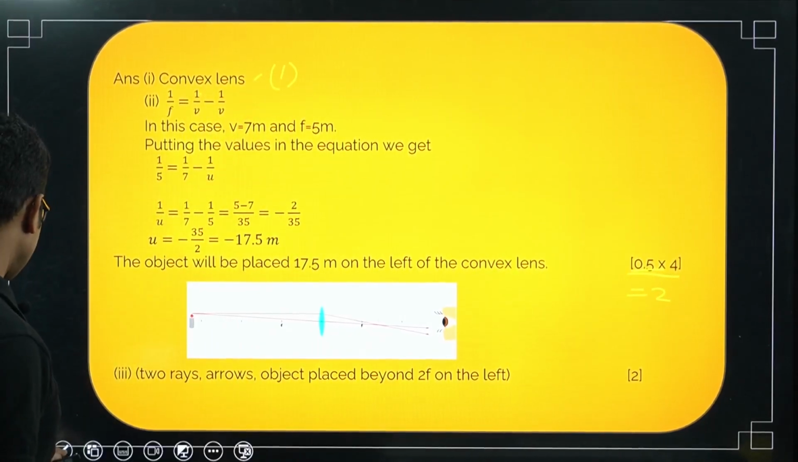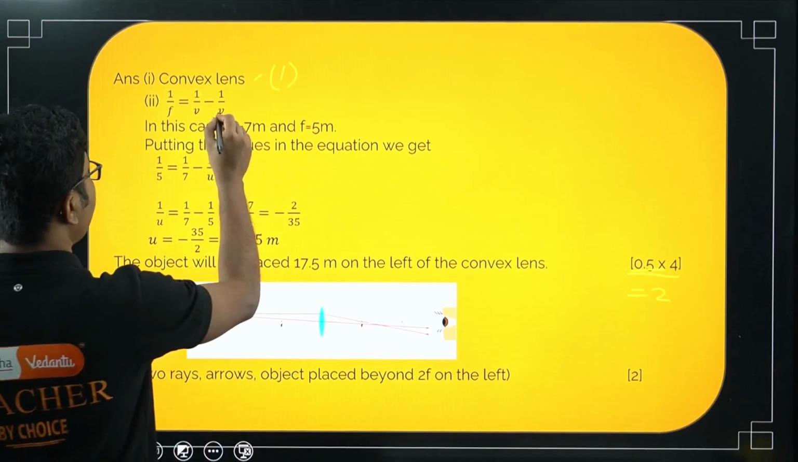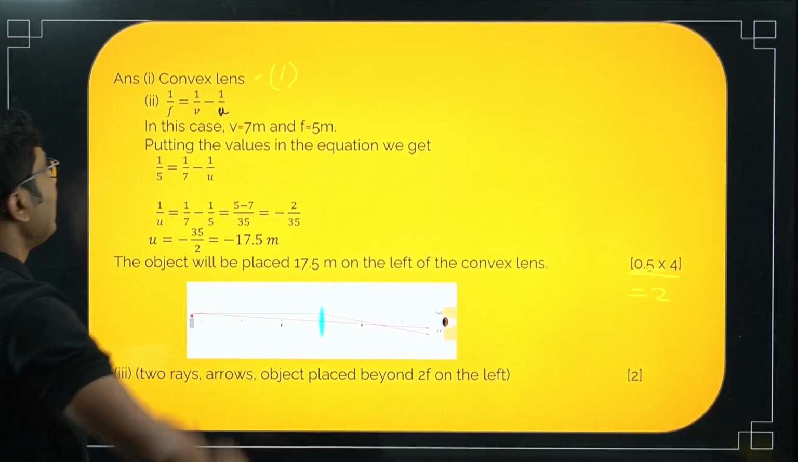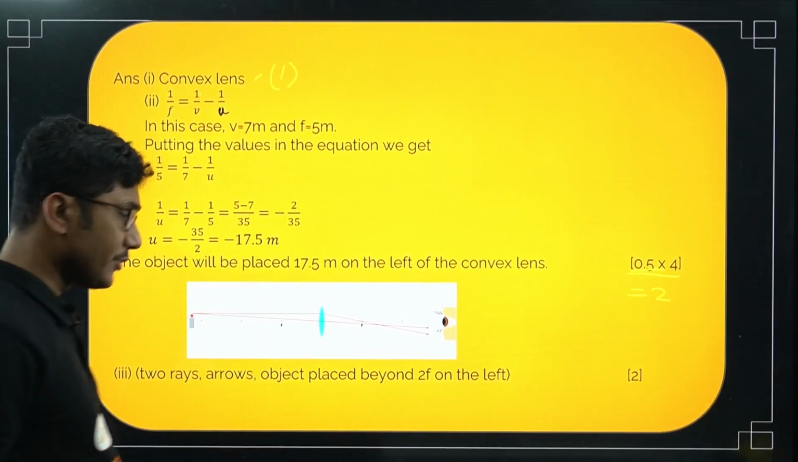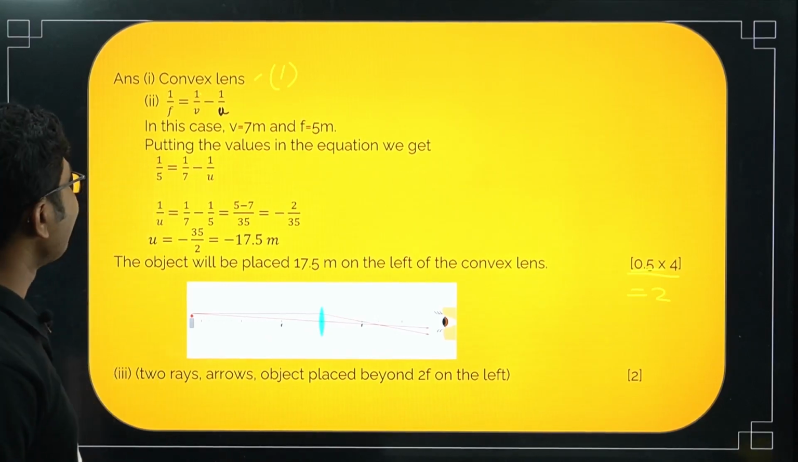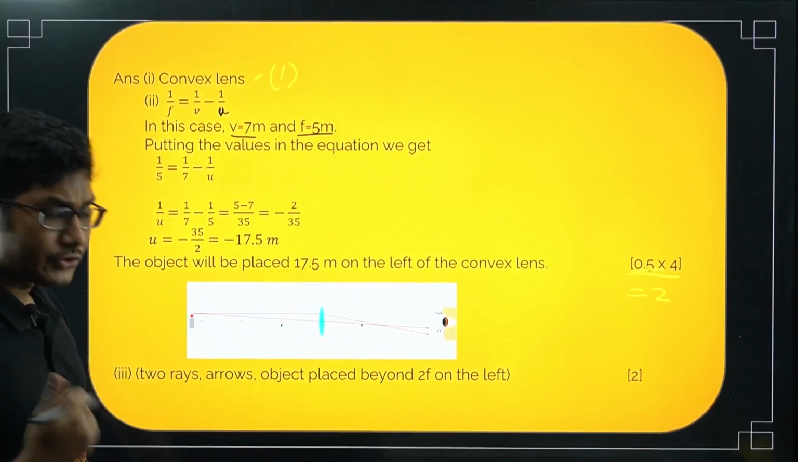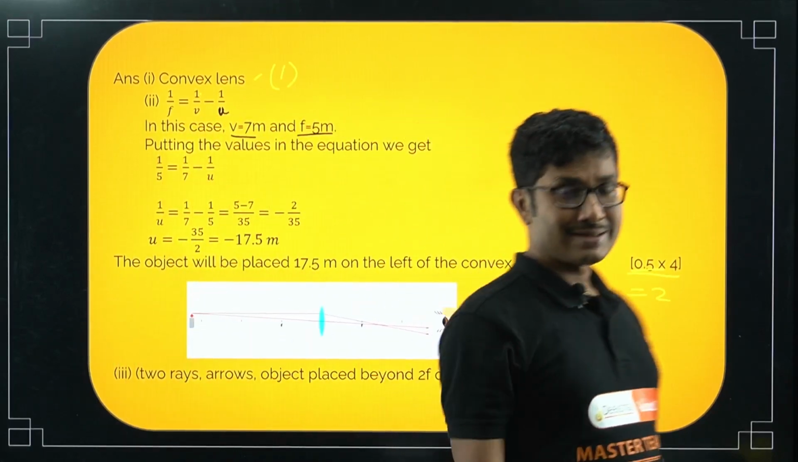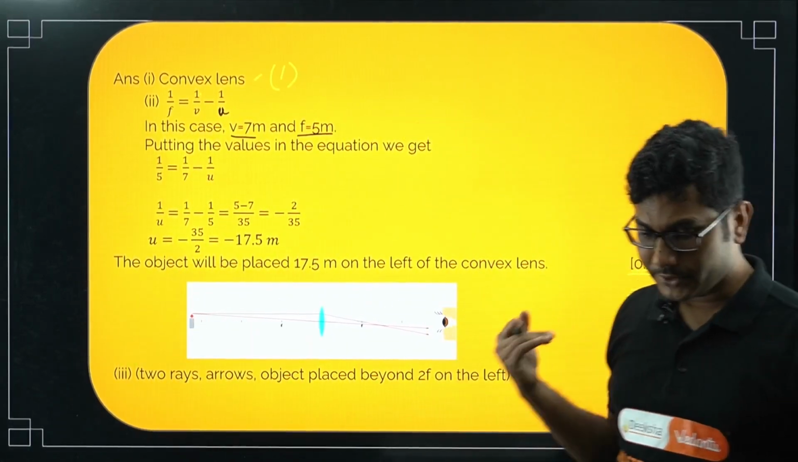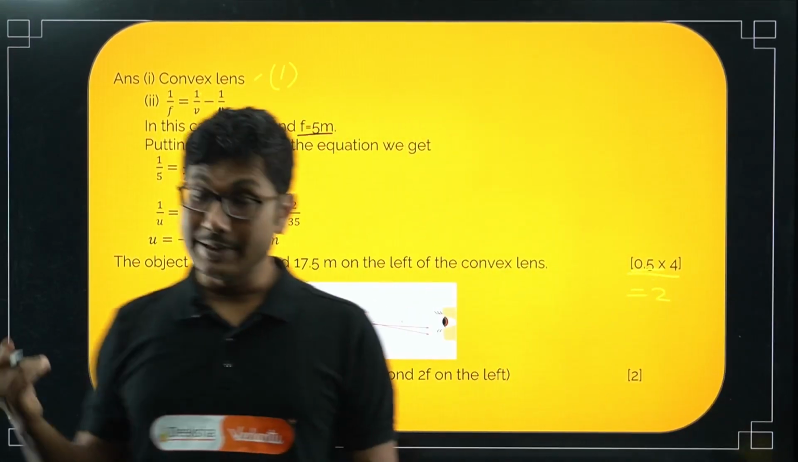Now 1 by f is equal to 1 by v minus 1 by u. There is a mistake here, it will be u, right? We know that 1 by v minus 1 by u is equal to 1 by f. So in this case v is equal to 7 meter, f is equal to 5 meter. Both are positive in case of a convex lens, right? For a convex lens, focal length is positive and image distance is positive.